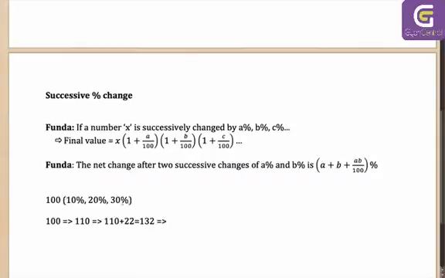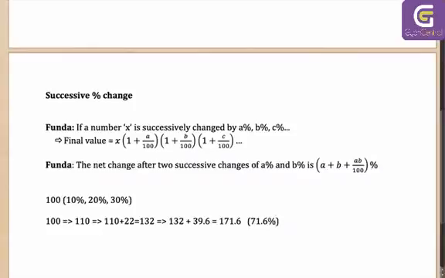Then when you add 30% to it, the third and final time, this is not going to be 30% of 110, it is going to be 30% of 132. 30% of 132 is 39.6, which will lead you to the final value of how much? If it was 40, it would have been 172. So it is 171.6.